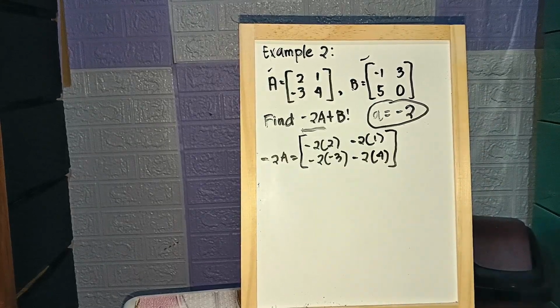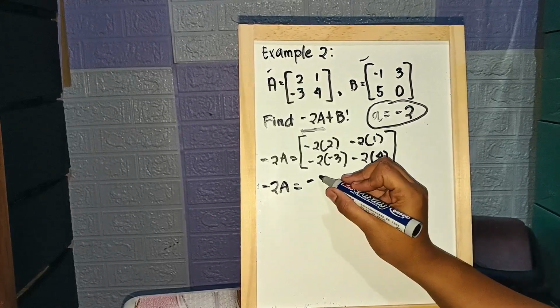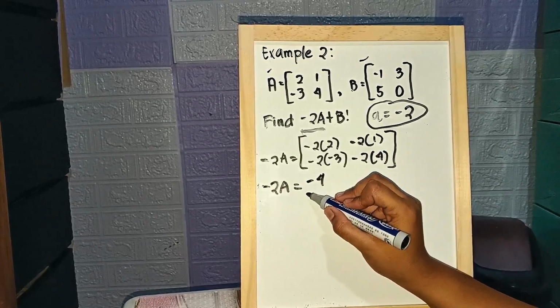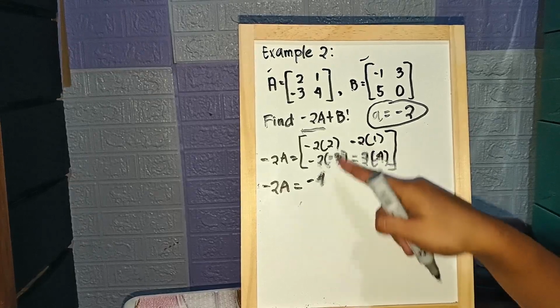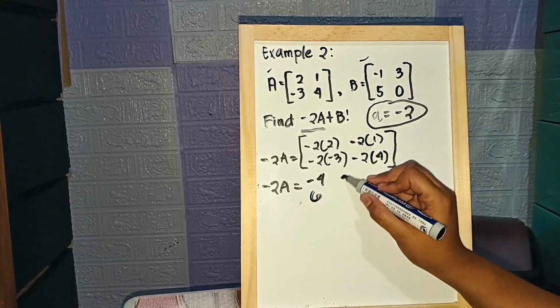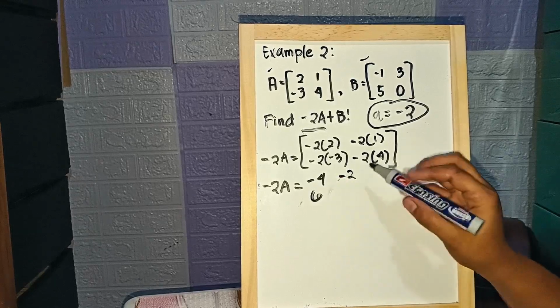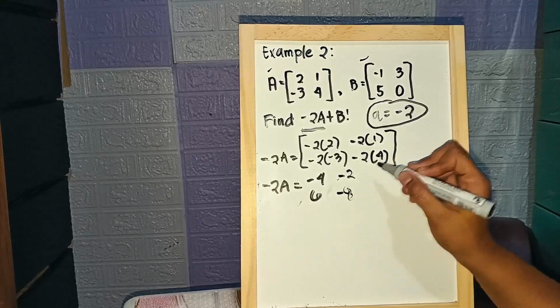Okay, now we're going to multiply each entry by -2. The result will be -2A is equal to -4. -2 times -3, that's negative times negative, that's going to be positive 6. Negative times positive 1, that's negative 2. Okay. -2 times 4, that's -8.